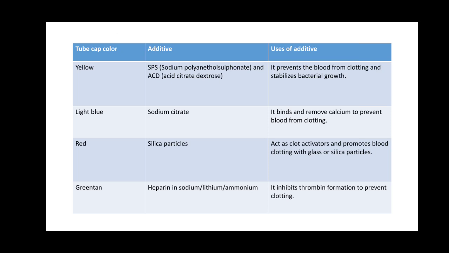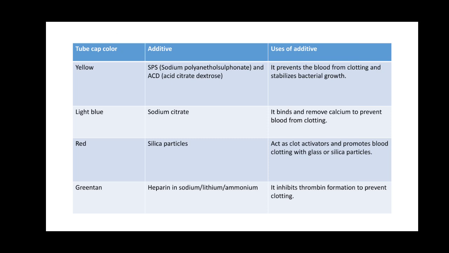So here is a brief description about the tube cap color, what are the additives added here, and the use of those additives. First will be yellow, which represents the additive sodium polyanethol sulfonate (SPS) and acid citrate dextrose, that is ACD. The use of this SPS and ACD is that it prevents the blood from clotting and stabilizes bacterial growth.